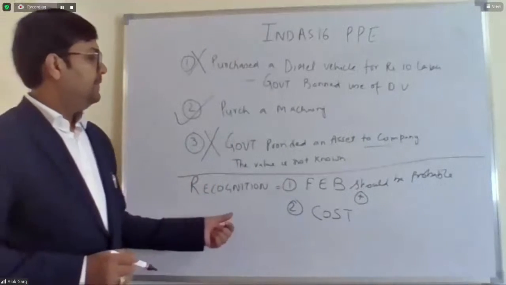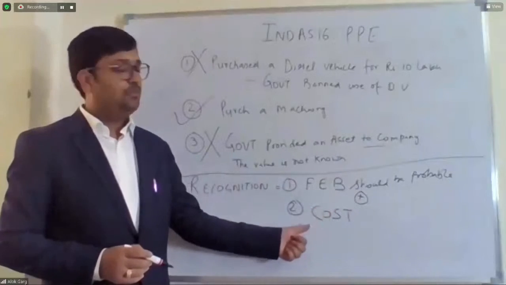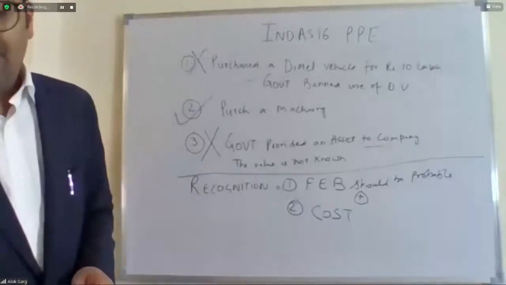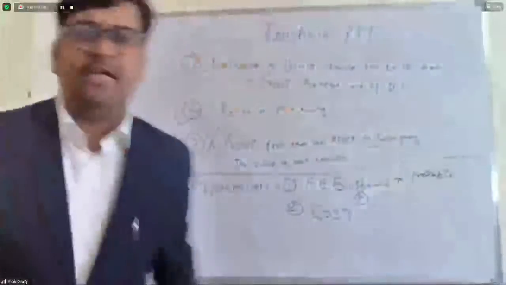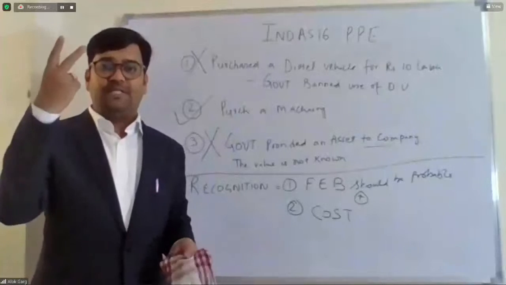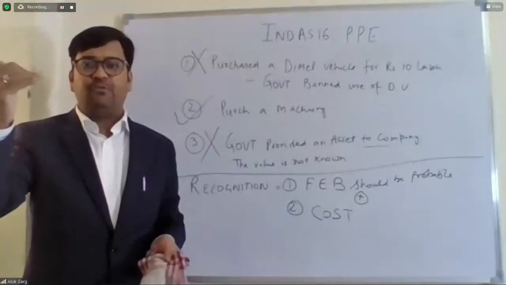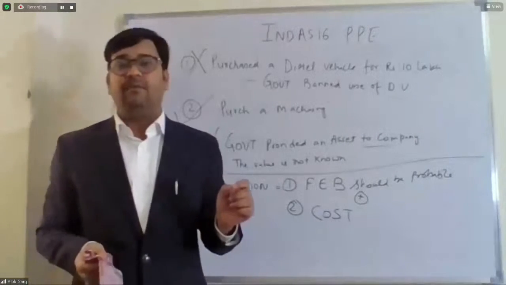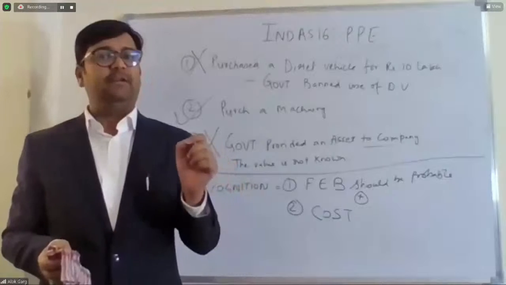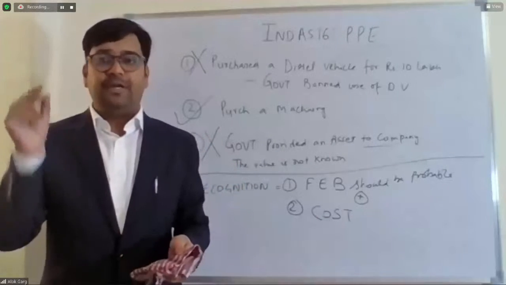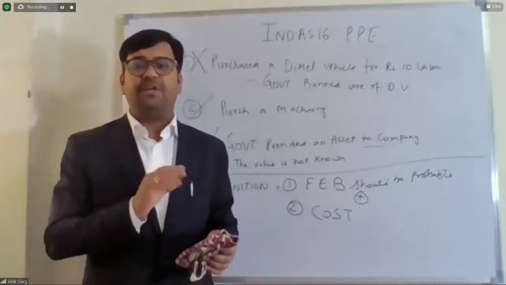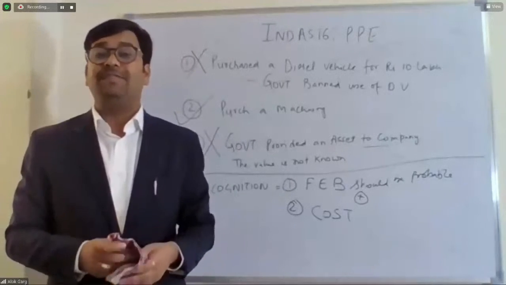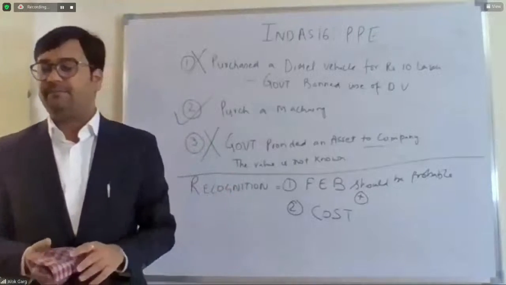Okay. So the two conditions: future economic benefit should be probable and cost can be measured reliably. So we understood that if an item has to be recognized as a PPE, two conditions should be satisfied. What is PPE? It is a tangible item which is held for use in production or supply of goods and services, or held for rental purposes, or held for administrative purposes, and which is expected to be used for more than one period, which is technically more than 1 year.